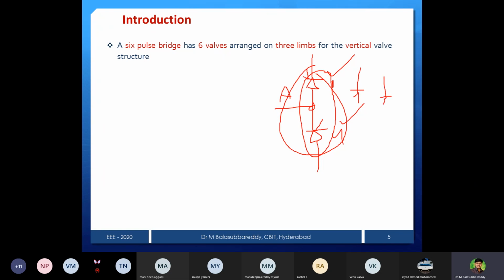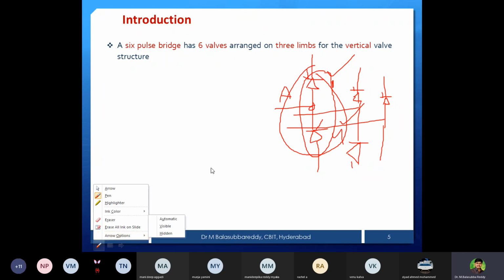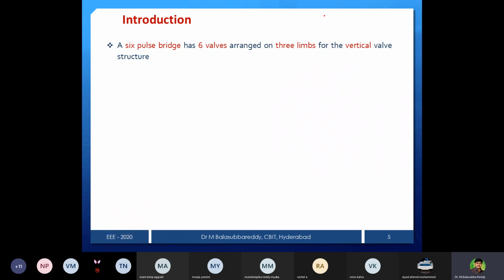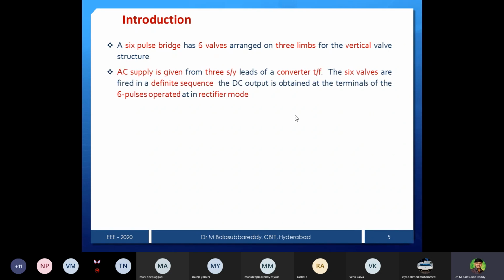The device that sees the more positive voltage will conduct, and likewise for the more negative voltage, and so on. So you will get a conduction sequence. This is the 6 pulse converter, consisting of 3 limbs, and each has a vertical structure, as I just drew.